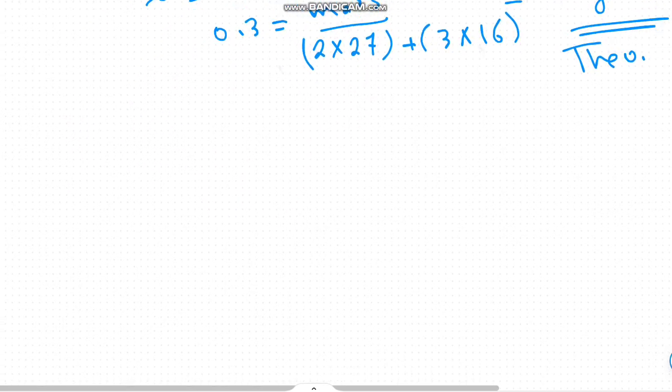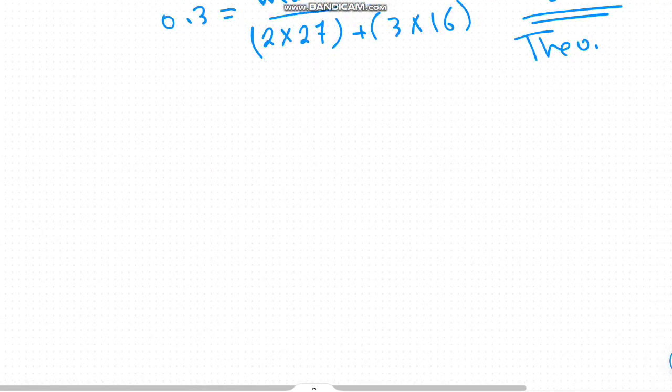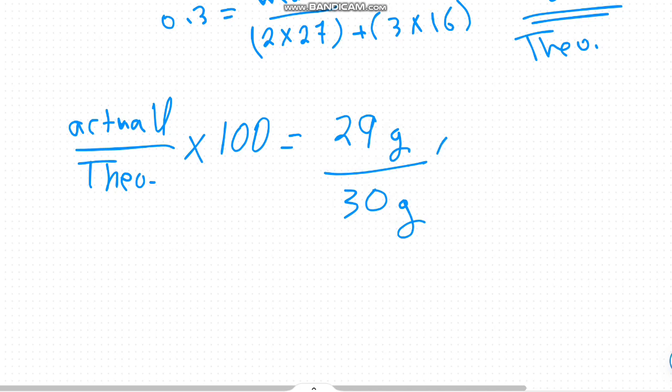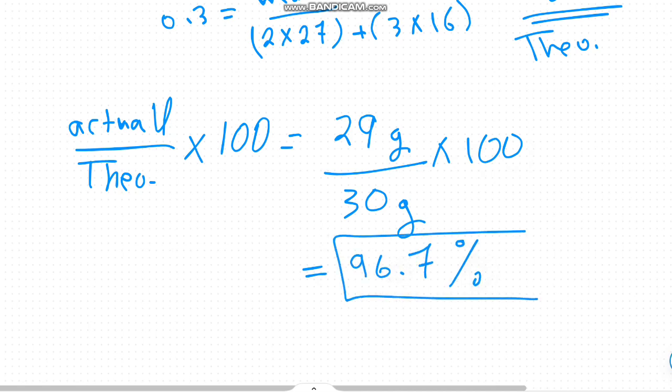Okay, percentage yield is actual yield over theoretical. You can write it once. Actual over theoretical times 100. Actual was given to us, 29 grams, divided by theoretical, which we did right now, 30 grams, times 100, and the final percentage yield answer will be 96.7, and this is our answer.